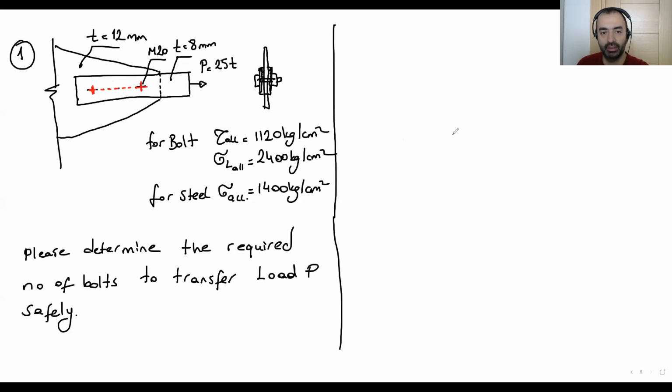What we should do when we have a look at this connection is decide the shear plane number. As you can see, we have 3 plates, and in the section we have 1 shear plane here and 1 shear plane here. Number of shear planes is 2. Okay, we decide this one. Let's get started to calculate P for one bolt.